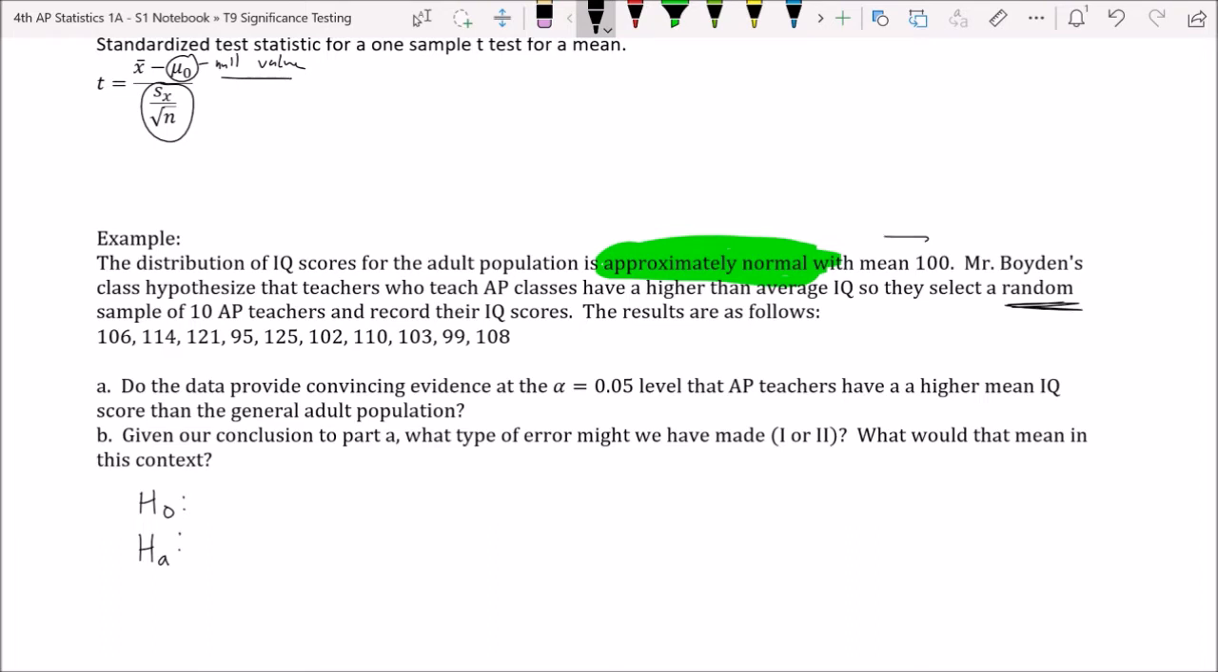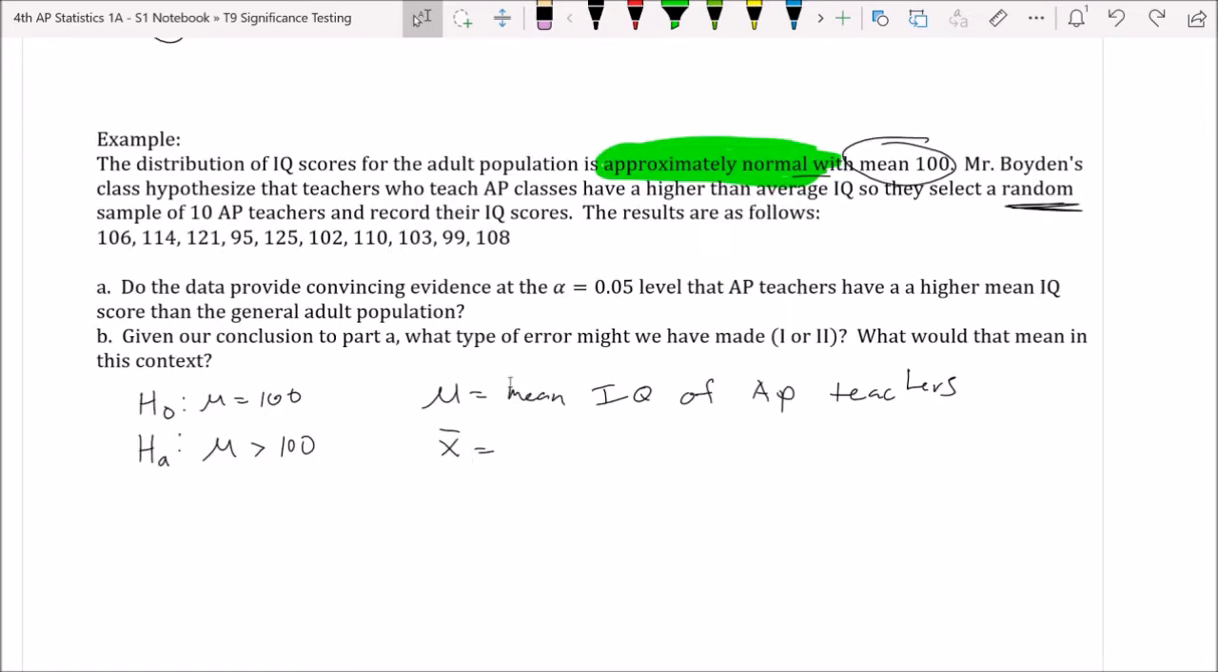So our null is the conventional wisdom that the mean is 100. So the mean is 100. The alternative hypothesis, we hypothesize that they are going to be higher than average, so greater than 100, where mu is the mean IQ of AP teachers. And x bar is going to be our sample mean. And do we know that? We don't yet. So I'm not even going to fill that in yet. I actually want to put a number right there. Okay, so that's the state part of the question.